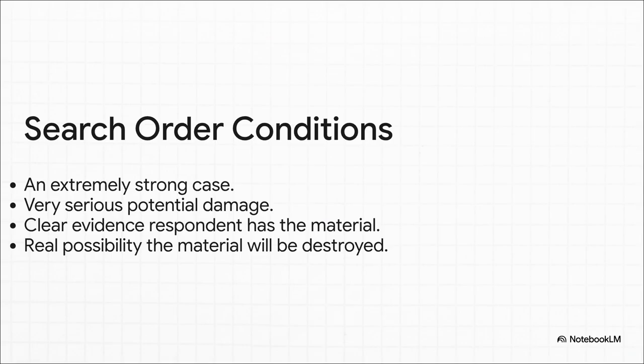And here is that high bar. To get an Anton Pillar order, you have to satisfy all 4 of these strict conditions from the original case. And I mean all of them. You don't just need a good case, you need an extremely strong one. The potential damage has to be very serious. You need clear evidence they have the stuff, and a real possibility they're about to destroy it. If you miss even one of these, your application is dead on arrival.